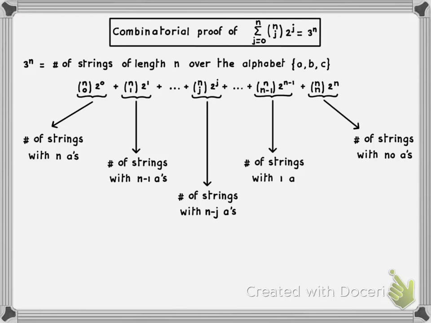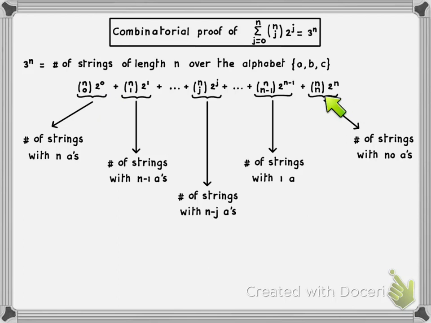So in conclusion then, the total number of strings of length n over this alphabet is definitely equal to the total number of strings of length n that do not contain any A's, plus the total number of strings of length n that contain exactly one A, plus the total number of strings of length n that contain exactly n minus j A's, plus etc., the total number of strings of length n that contain exactly n minus 1 A's, plus, finally, the total number of strings of length n that contain exactly n A's.